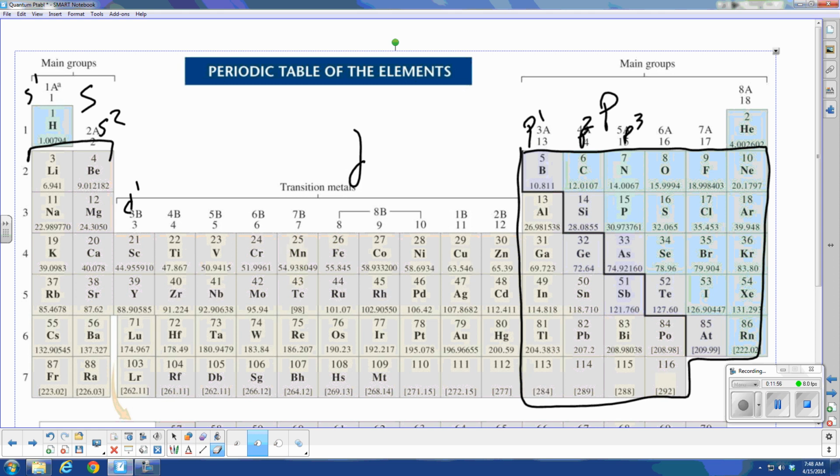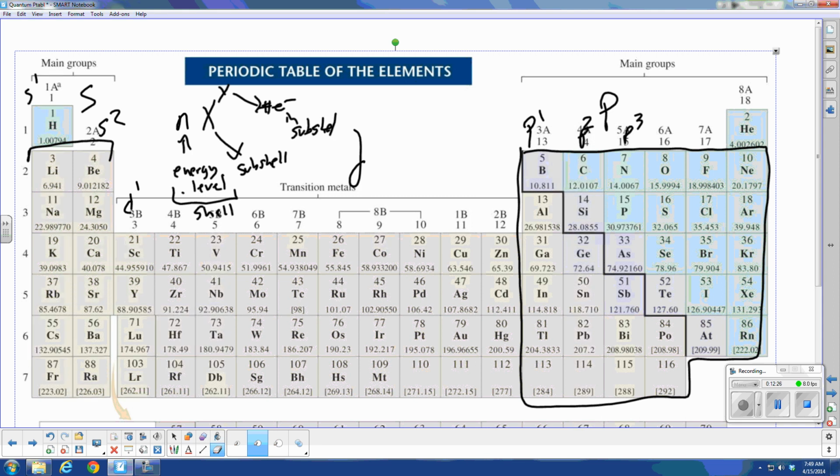The easy way to remember is the orbital notation takes a form of N, X to the Y, where N is the energy level, or my shell, X is my subshell, and Y is the number of electrons in the subshell. So these subshells are going to be my S, D, P, and so forth. And N will tell me the level.